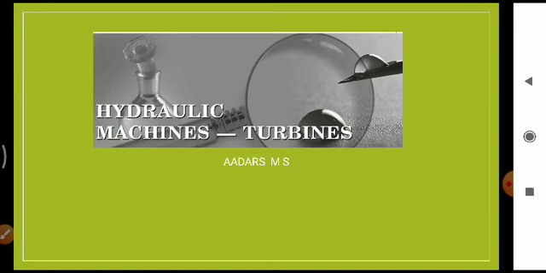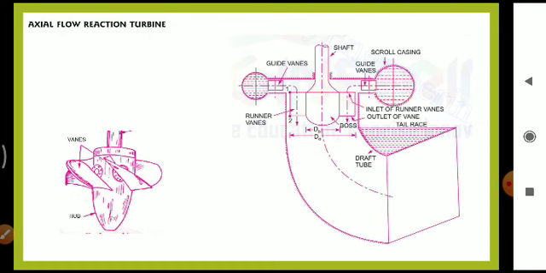We have two types of axial flow reaction turbine, propeller turbine and a Kaplan turbine. Here is a schematic view of a Kaplan turbine. The water will be entering from this side and it will be flowing in an axial direction. This is the axis of the turbine. The water flow is along the axis, parallel to the axis. That is why it is called axial flow reaction turbine.